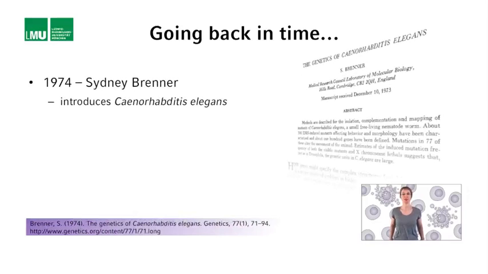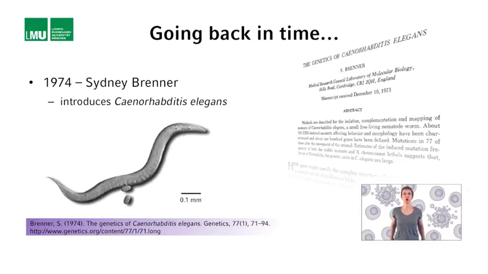Something that turned out to be extremely important for studies on apoptosis was a publication in 1974 by Sydney Brenner, an investigator at the MRC Laboratory of Molecular Biology in Cambridge, UK. With his publication in the journal Genetics, Sydney Brenner introduced a new model organism to the international research community, the nematode Caenorhabditis elegans, or short C. elegans. Why did C. elegans turn out to be so useful for studies on apoptosis?